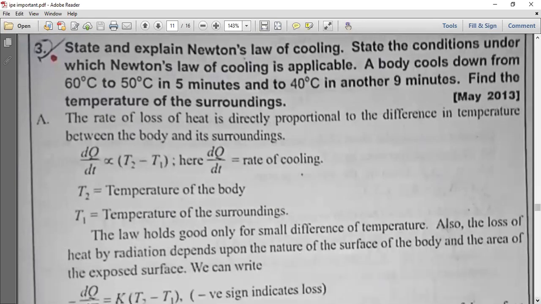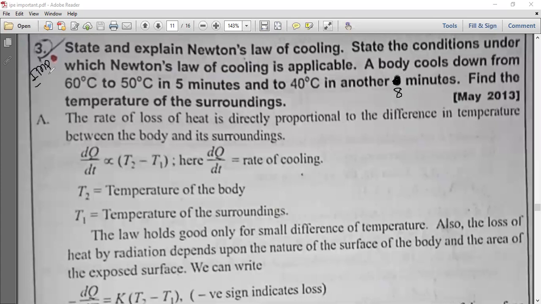Here this one. State and explain Newton's law of cooling. State the conditions under which Newton's law of cooling is applicable. A body cools down from 60 to 50 degrees Celsius in 5 minutes and to 40 degrees Celsius in another 9 minutes. But in the question, you have to see properly what I have given. There it is 8 minutes. Understand? So don't write this answer always. They may change. It is not 9 minutes in the given question.